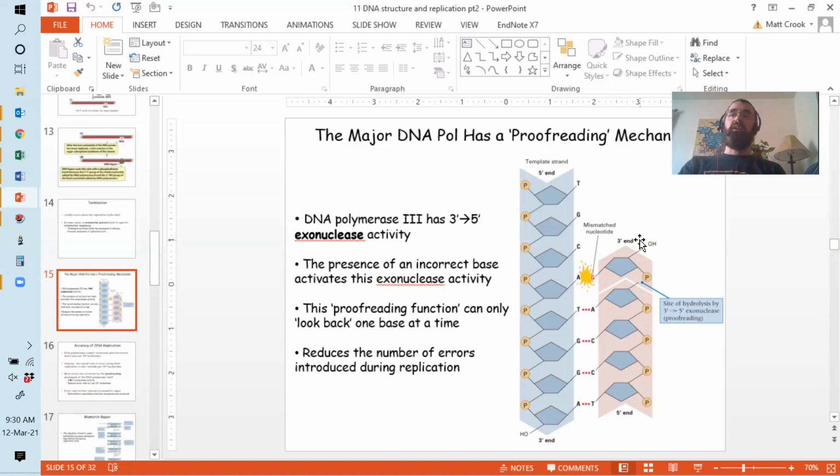Okay, so essentially the idea is that the DNA polymerase recognizes that that's wrong.